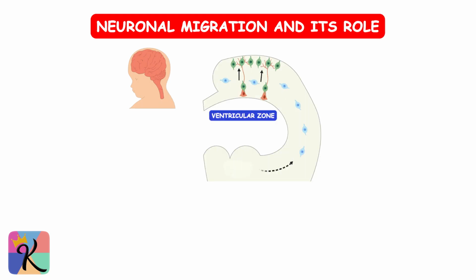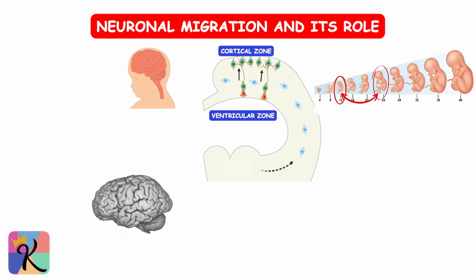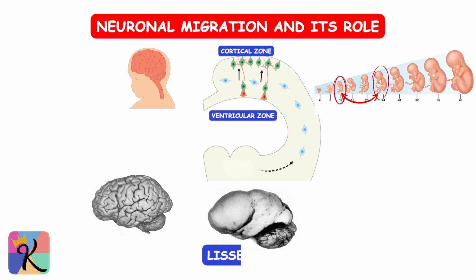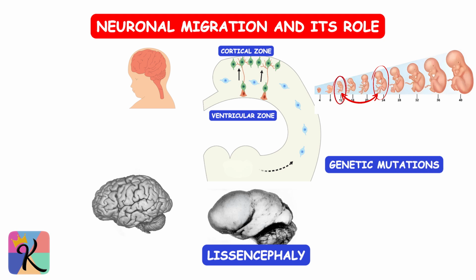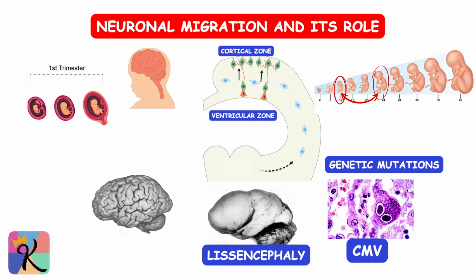During brain development, neurons migrate from the ventricular zone to the cortical zone, especially between weeks 12 to 24 of gestation. This process leads to the folding of the cerebral cortex, essential for its complex functions. If something disrupts this process, it can result in lissencephaly, or smooth brain, where the brain lacks normal folds, or gyri. This typically occurs due to genetic mutations or intrauterine viral infections, like cytomegalovirus, CMV, during the first trimester.